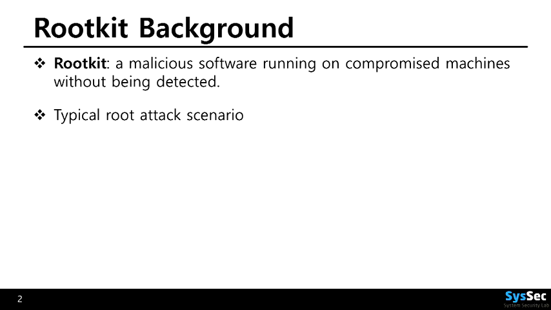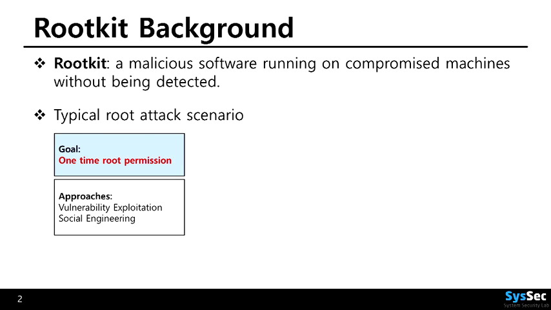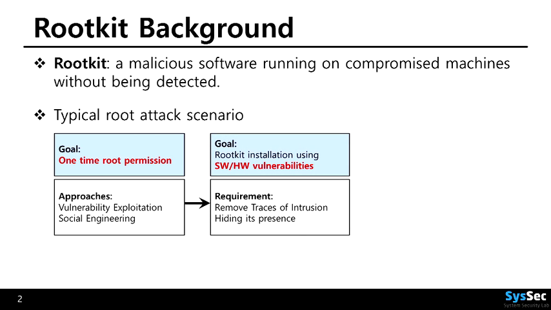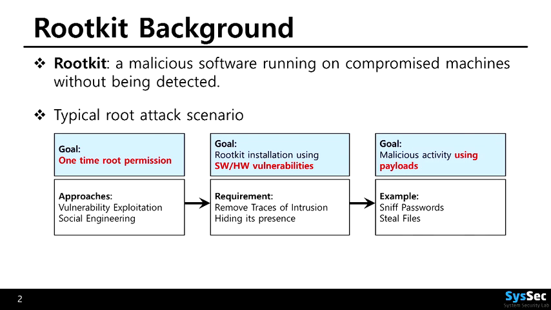Before discussing PIkit, let's talk about a typical root attack scenario. As you know, the attacker first needs to obtain one-time root permission by compromising the target machine or by using social engineering. Then the attacker installs a rootkit by exploiting software or hardware vulnerabilities. And finally, the attacker uses payloads together with the rootkit for their malicious activities.